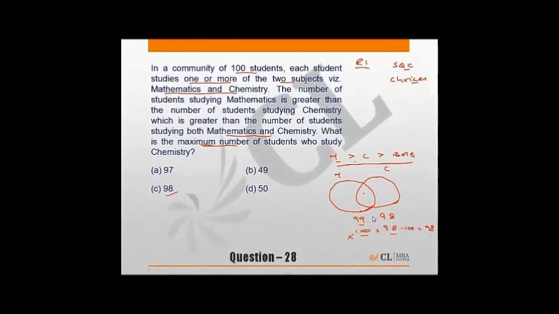Next, in this particular case, when chemistry is 98 and mathematics is 99, studying both is 99 plus 98 minus 100, which is 197 minus 100, 97. This satisfies both the conditions, hence this should be the answer. Now while you can solve this mathematically, to me it is always easier and faster to use the choices, which is why you will find me using these choices on a very regular basis. So it's a simple process that we adopted out here: to use the choices. Let's move to the next question.